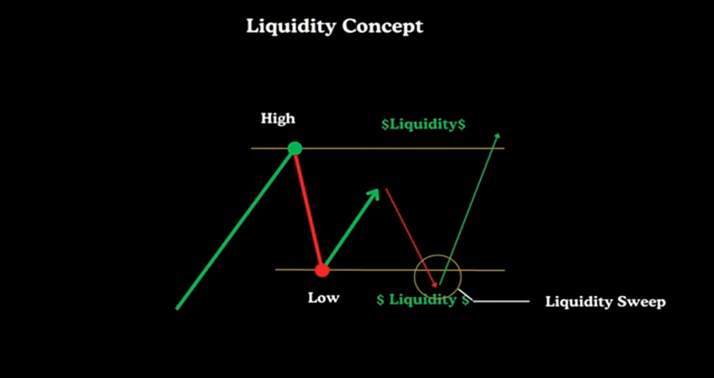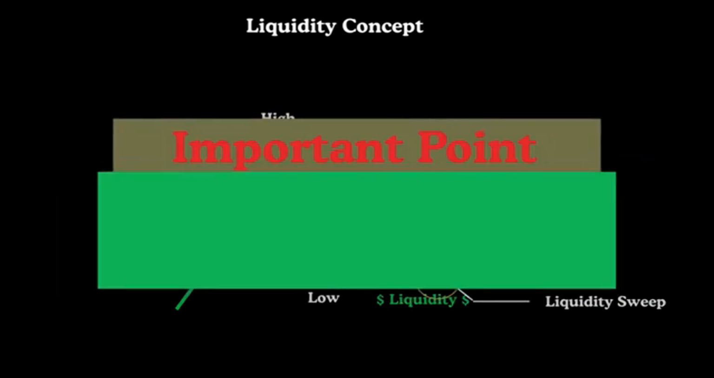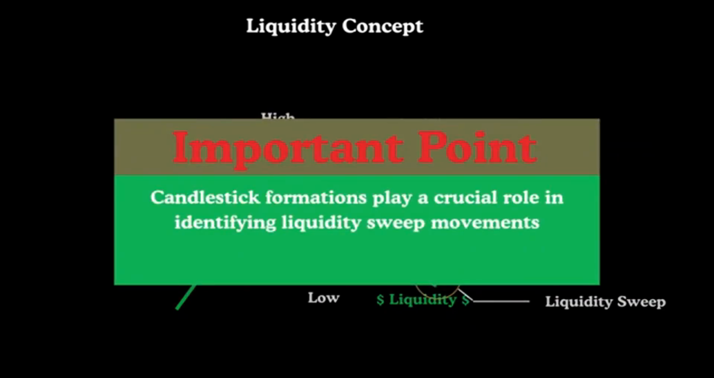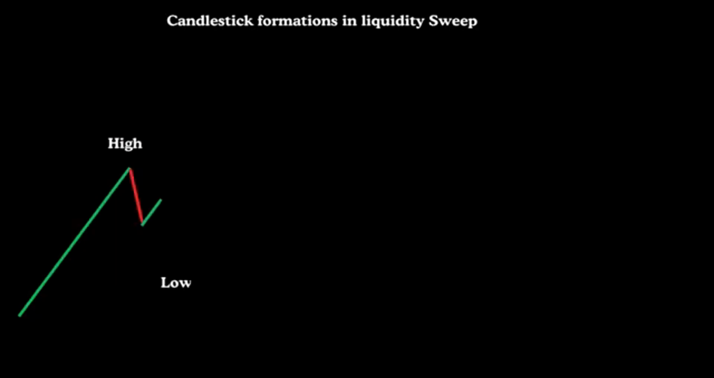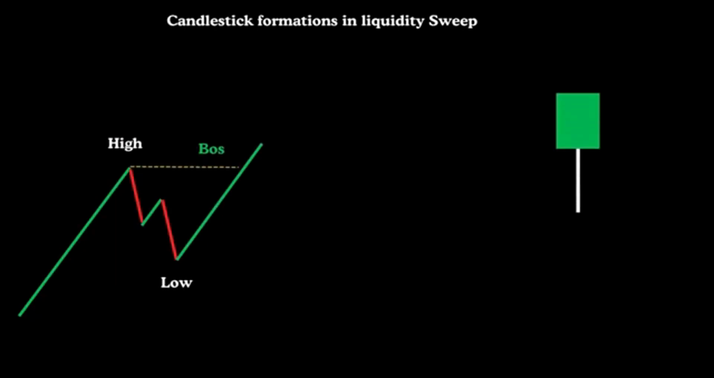For instance, in a bullish market, price typically sweeps liquidity below swing lows to accumulate orders, then drives upward with renewed momentum. Candlestick formations play a crucial role in identifying liquidity sweep movements. A long wick at the bottom of a candlestick typically signals a liquidity grab, especially when it breaks below a well-established support level. This area often holds clustered buy orders and stop losses.